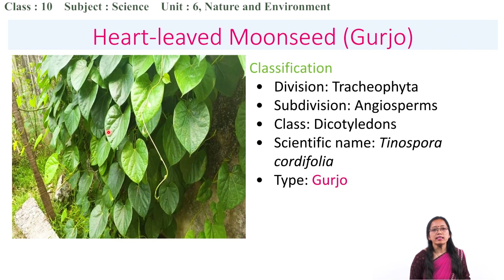Now the next plant is heart-leaved moonseed, or gurjo. Here also the classification is similar, just like tulsi and neem. This also belongs to division Tracheophyta, subdivision Angiosperm, class Dicotyledon, and the scientific name of this plant is Tinospora cordifolia. The local name is gurjo.